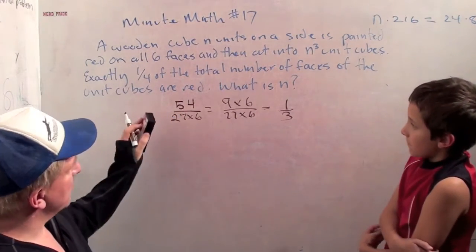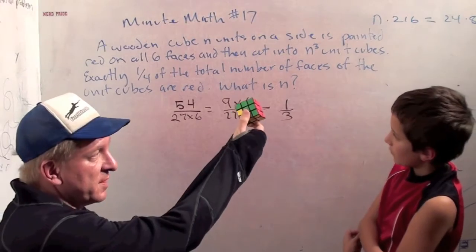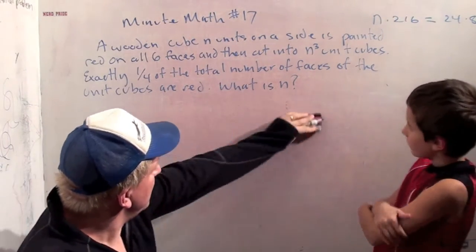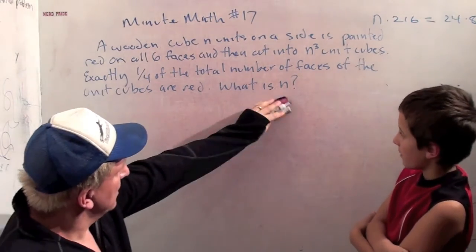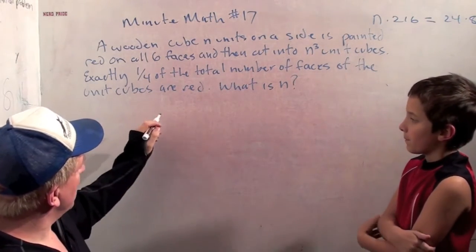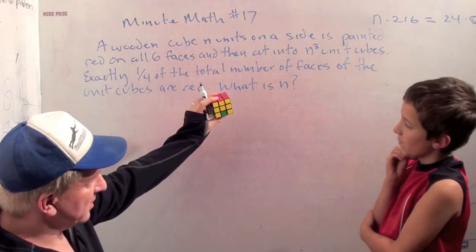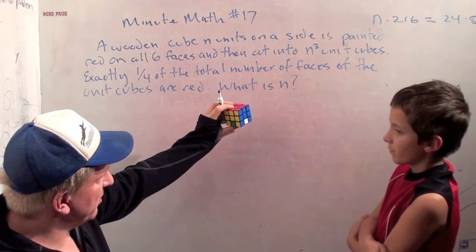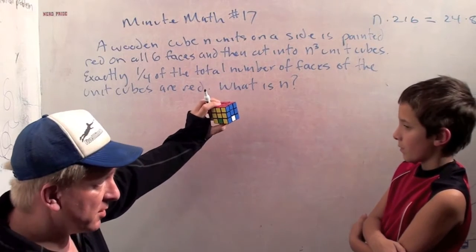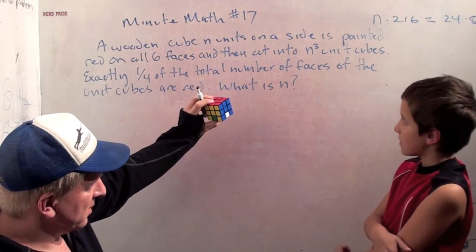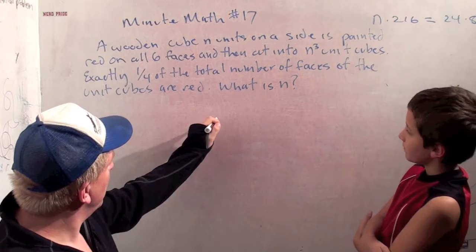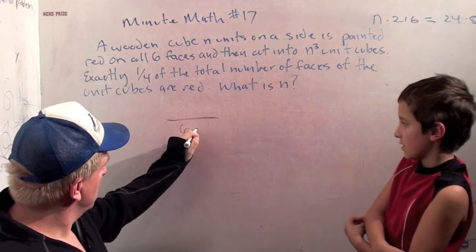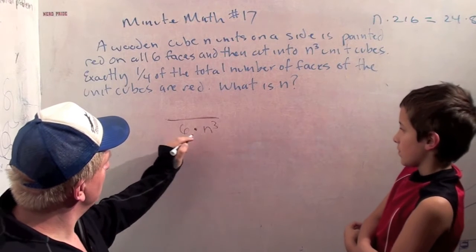Let's see if we can do it not with a specific cube, but in general. We have an n by n by n cube. Instead of 3x3x3, how many little cubes do we have? It's n cubed. And how many faces does each cube have? Each cube has 6 faces, so we have 6 n cubed little faces.